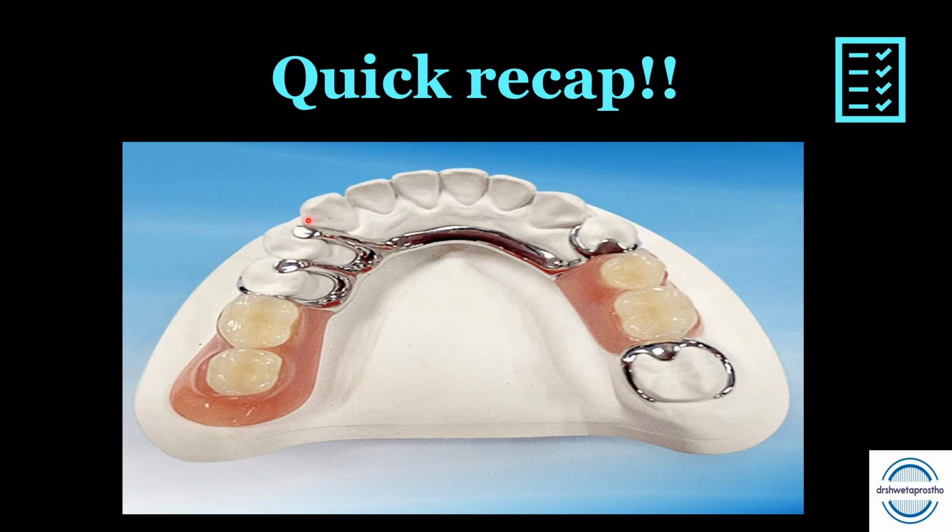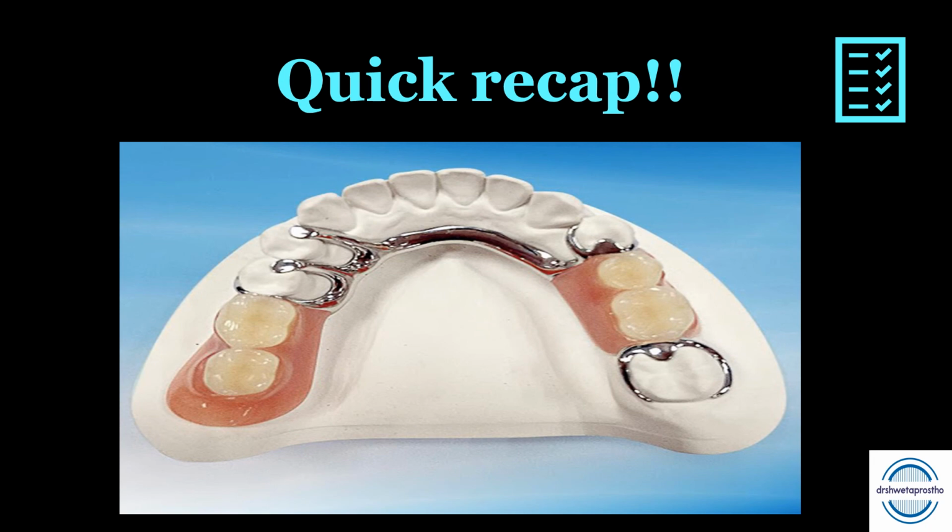Then the rest. This is the rest, the occlusal rest. Again, this is one of the occlusal rest which is given. The pink part is the denture base and these are the artificial teeth which are given in the partial denture. I'm sure now you are clear with all the parts of the cast partial denture and you can easily locate them.